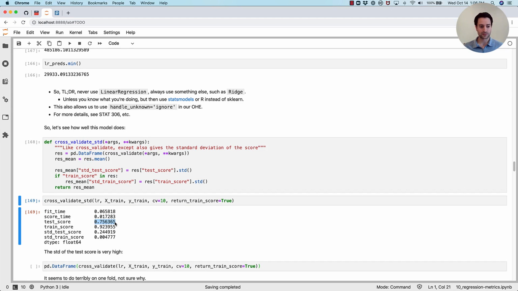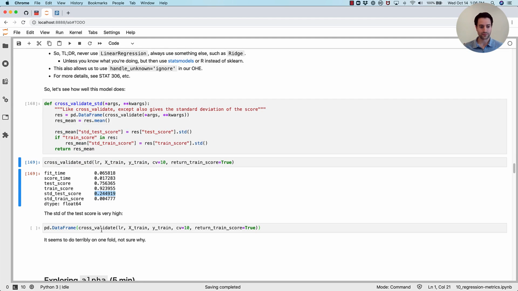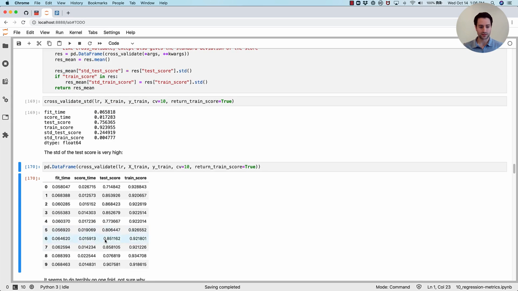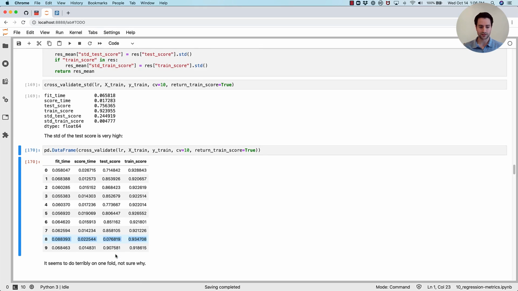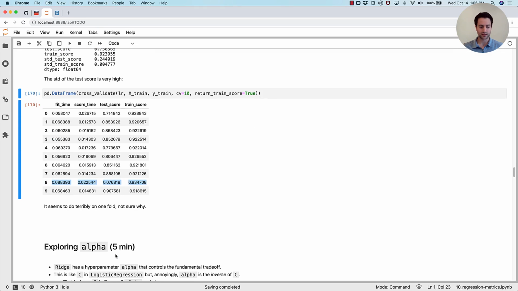I get 75% R squared and a pretty huge standard deviation, which appears to be because on this fold somehow it just did terribly. I plan to investigate this at some point, because I'm so surprised it would do so much worse on one fold than all the others, but I haven't investigated that yet.